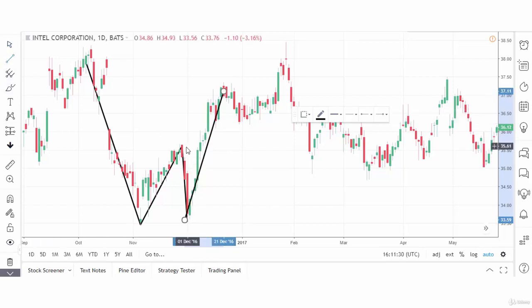It is at this point that we would have either covered short positions we may have had in the stock or go long the stock as it completes the double bottom pattern and moves higher to the upside. So that's a double bottom in the stock of Intel.